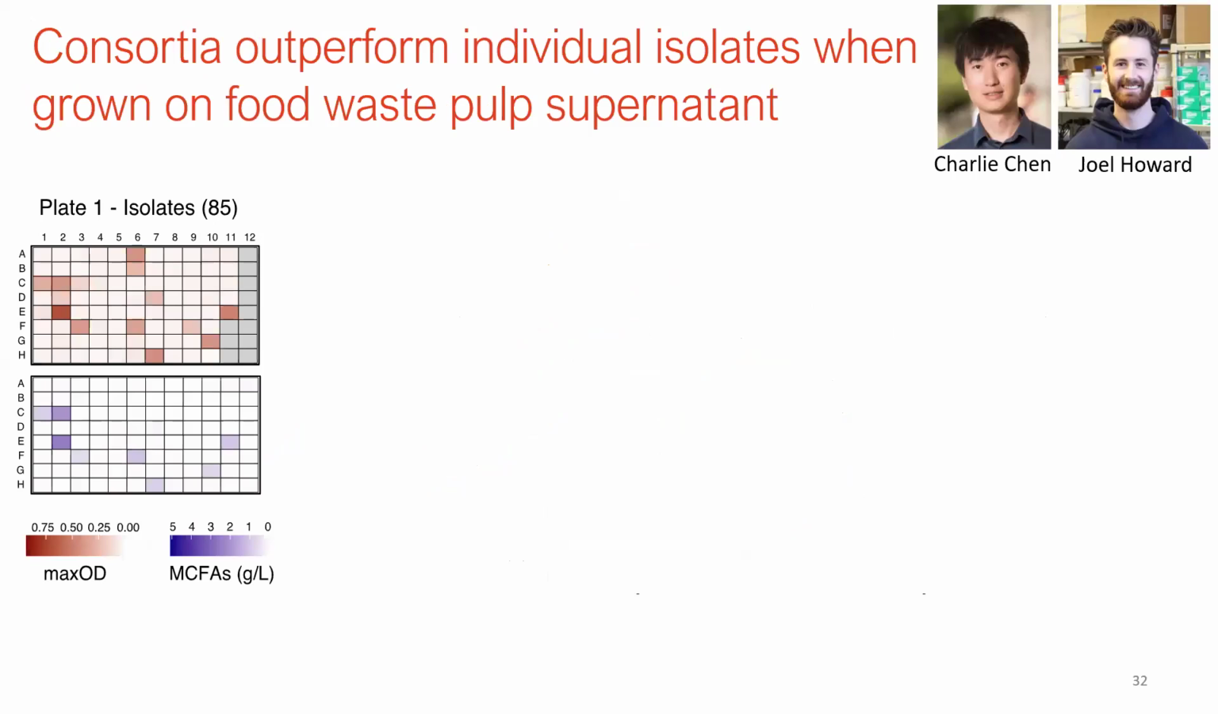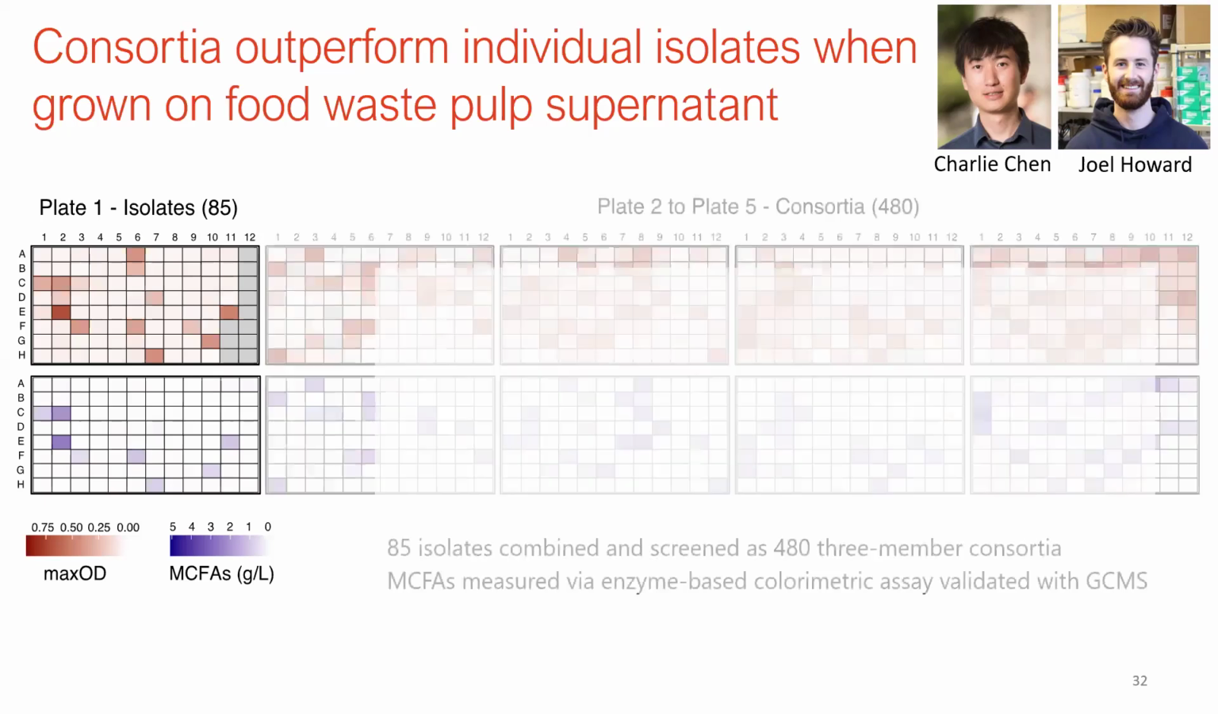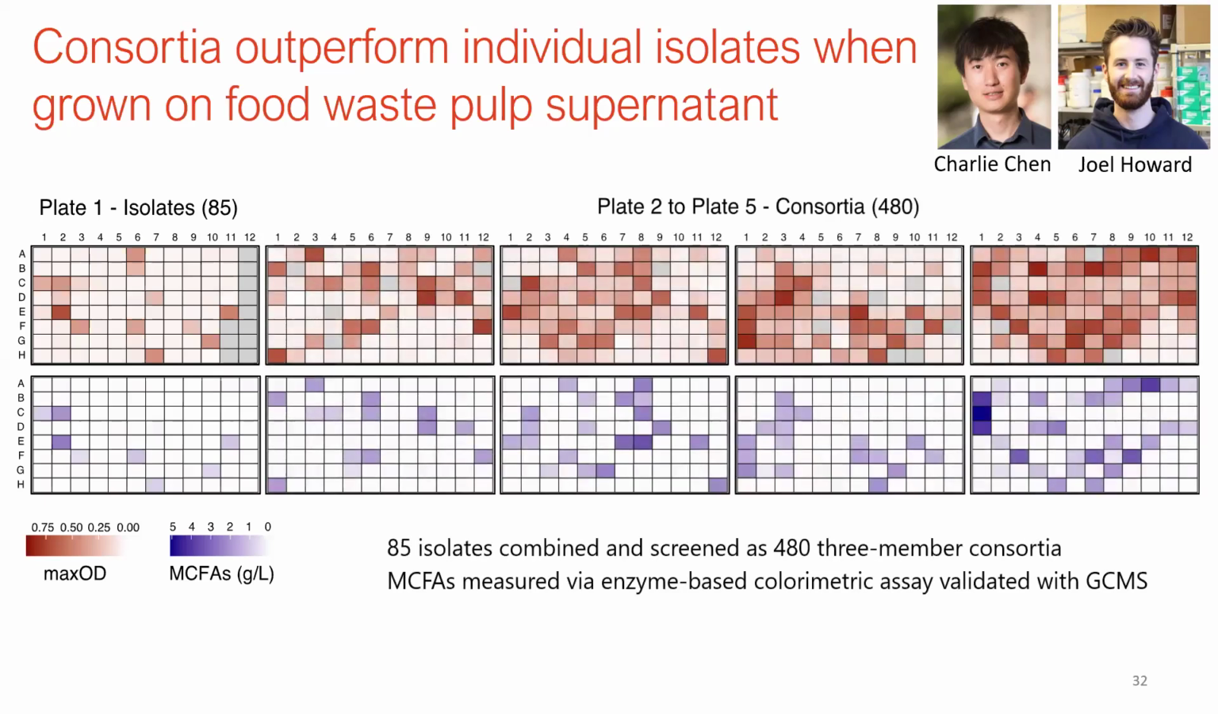We have just some really preliminary data on this, and then I'm done. What you can see here is we took our food waste pulp, we sieved it for this study to make it simple. So we're just looking at the soluble fraction, which is still very rich in complex organic matter. We took 85 isolates, grew them separately, and measured their growth and their MCFA production. You can see here some of them are growing, some of them are making MCFAs, in isolation. And when we build just 3-member communities, you can see dramatic increases in growth, and then obviously in MCFA production as well.